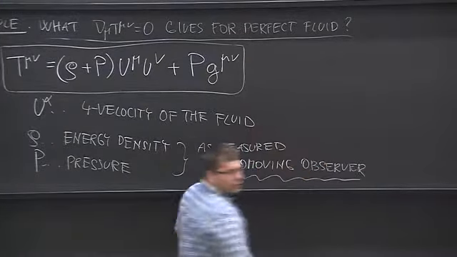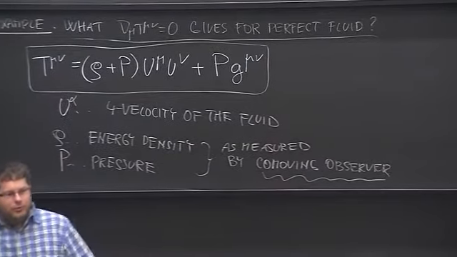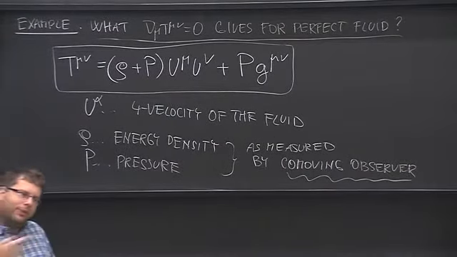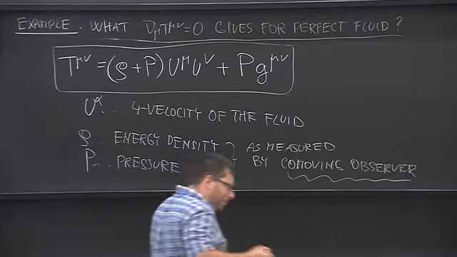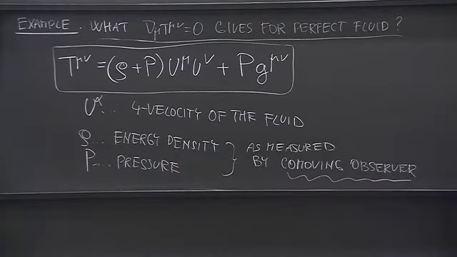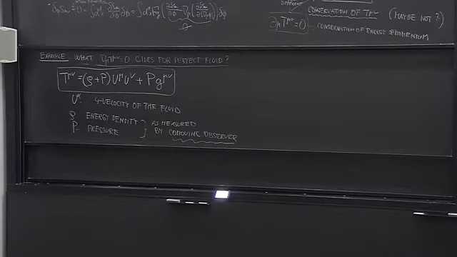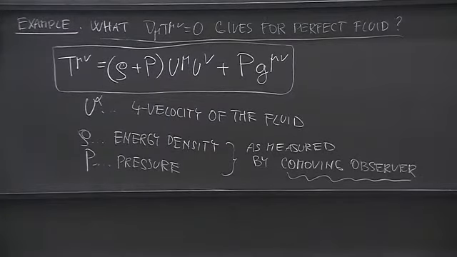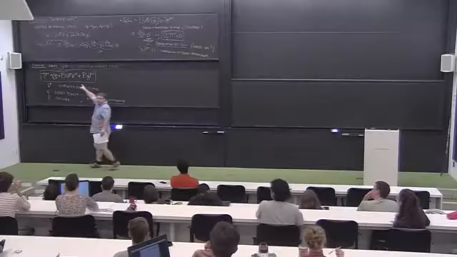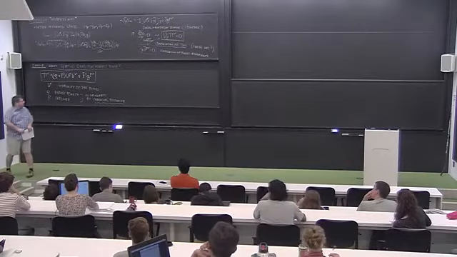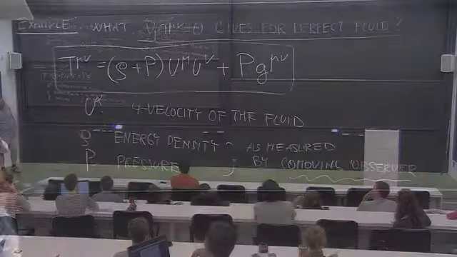Co-moving observer. That is an observer who is moving with the fluid. So the fluid has some flow in my space-time, and if I'm sitting in that flow and flowing with the fluid, then I see around myself some energy density and some pressure, and that's the physical meaning of these quantities rho and P.